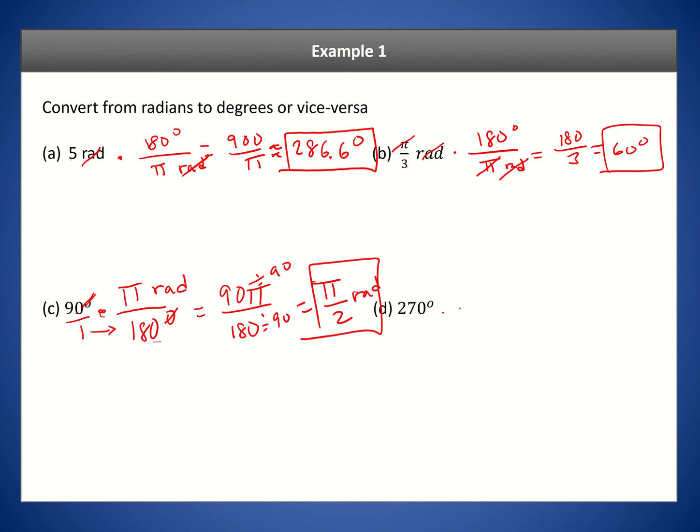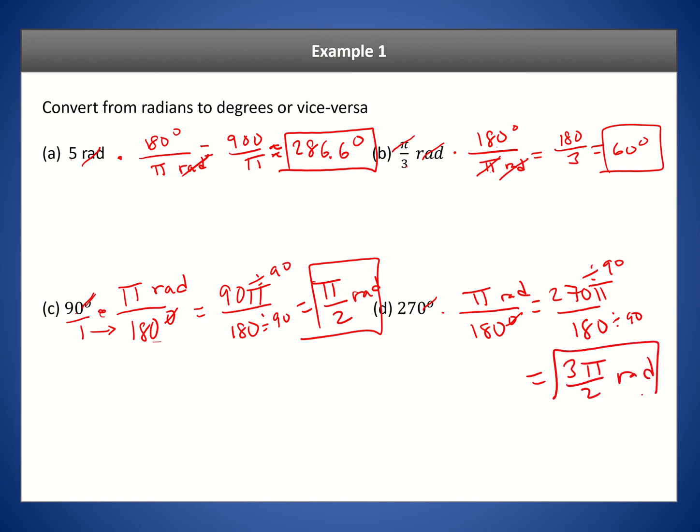All right, 270 degrees. We'll multiply by 180 on the bottom so that the degrees cancel, and pi on the top. So we got 270 pi over 180. We can divide top and bottom by 90, leaving us with 3 pi over 2 radians.